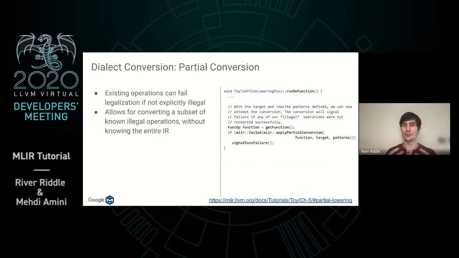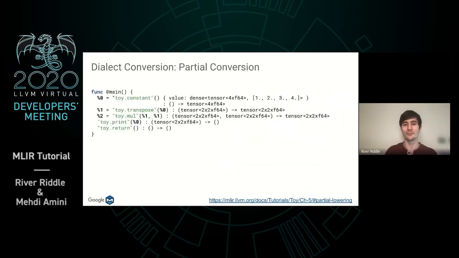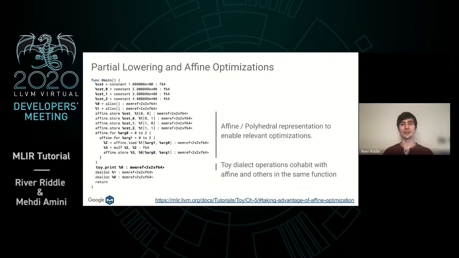So for our toy to affine, we're doing a partial conversion. So all we do is feed our operations, our target, and our patterns to the driver and let it do the rest. And if anything fails, it'll let us know. So remember, in this case, we're just doing a subset. So not all of the operations have to be converted, just the ones that we've made sure to mark. So if we take a simplified example of our input toy IR, we can do this progressive lowering, do this optimization to affine, while having the toy dialect print operation exist at the same time.